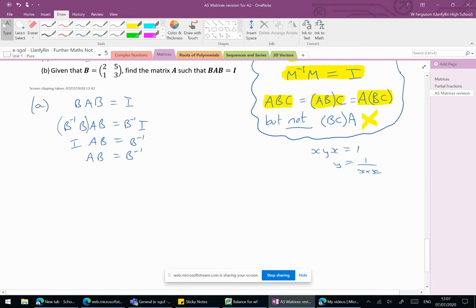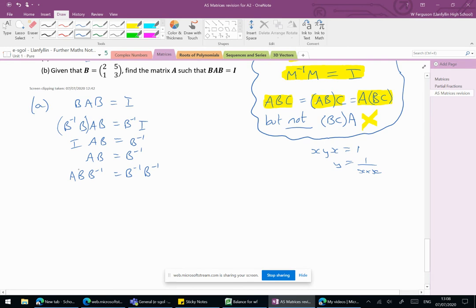Now I can't pre-multiply on the left by another B minus 1 because that would now be multiplying the A. So I need to post-multiply now by an inverse of B. So I'm now going to have A, B, B minus 1. And then I need to multiply on the other side of the equation, on the right-hand side. I need to post-multiply there as well, B minus 1 there.